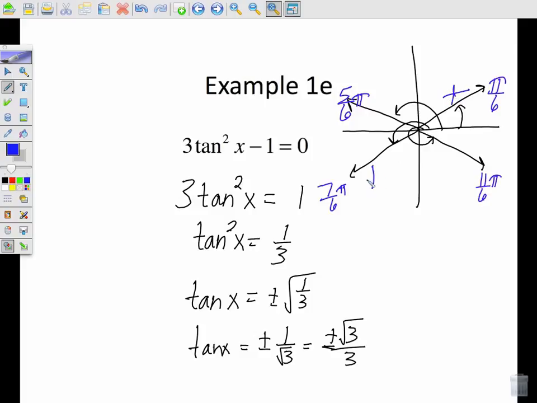So you can see there that we've got our positive tangent here in quadrants 1 and 3. Our negative tangents would occur in 2 and 4. So those are your solutions. We'll list them out here: pi over 6, 5/6 pi, 7/6 pi, and 11 over 6 pi.